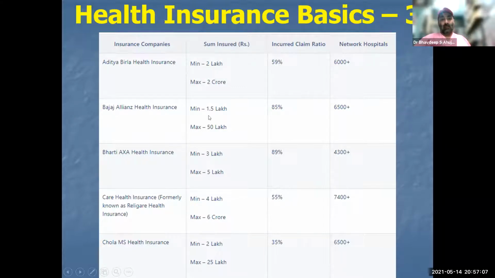Bharti AXA, Bajaj Allianz, Care Health, formerly known as Religare, Cholamandalam MS Health Insurance. This is incurred claim ratio. This is their network hospital list.